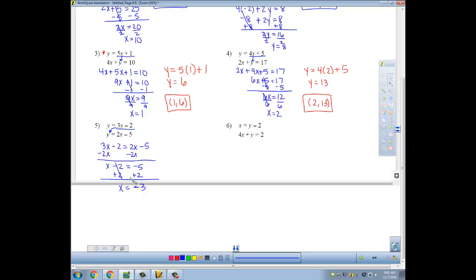So from here, I can take this negative 3 and plug it into either equation, so it really doesn't matter. Most people choose the first equation, so I'm just going to choose the first one. So we get 3 times our x, which was negative 3, minus 2. 3 times negative 3 is negative 9. Negative 9 minus 2 is negative 11. So your answer is negative 3, negative 11.